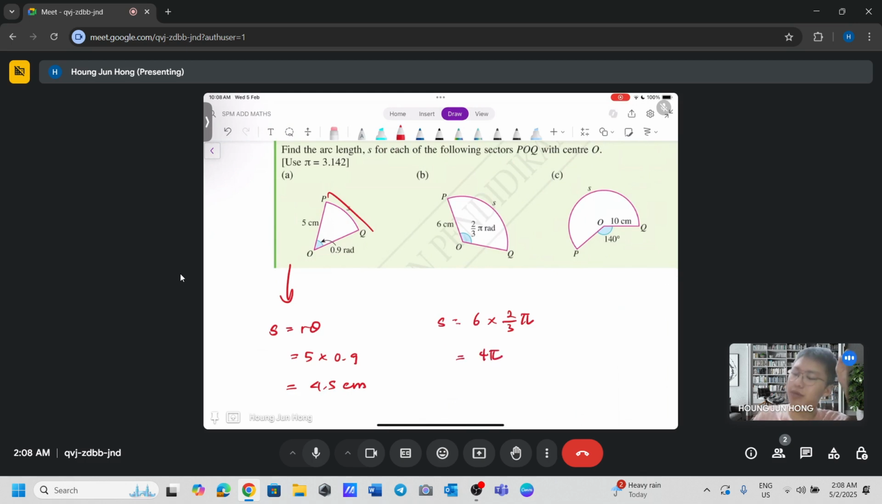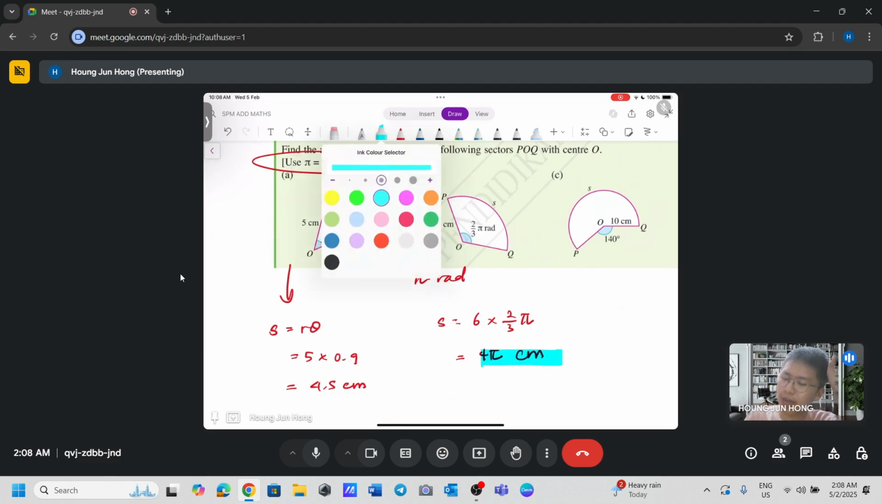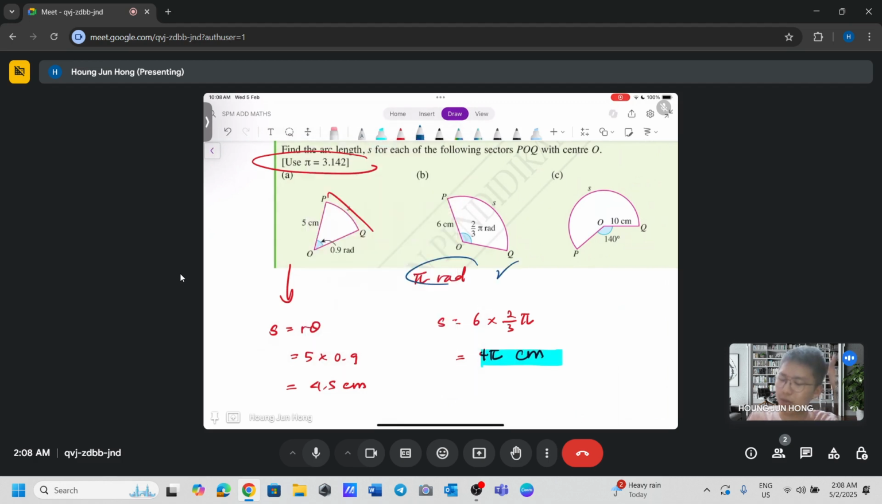But remember, we usually accept pi in terms of radian. Pi radian is fine, but pi cm sounds very odd. No one wants to see pi in terms of cm. That's nonsense. So what do we do? We have to convert it to decimal. So just use 3.142. Let me just get the answer for you.